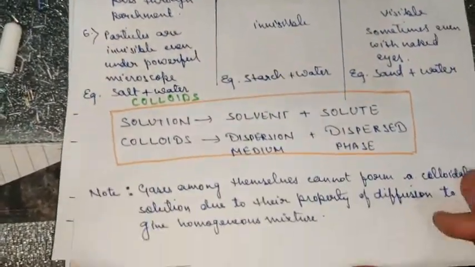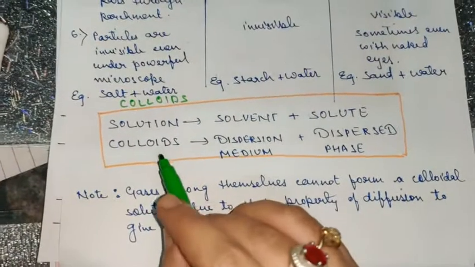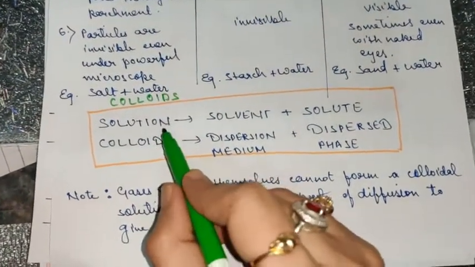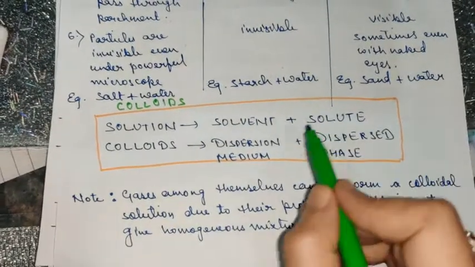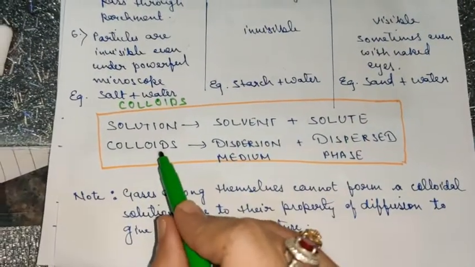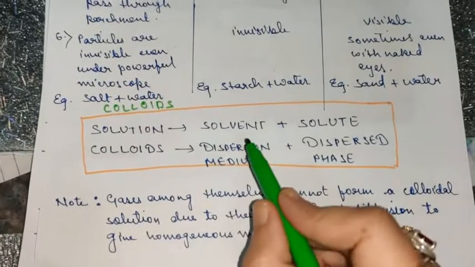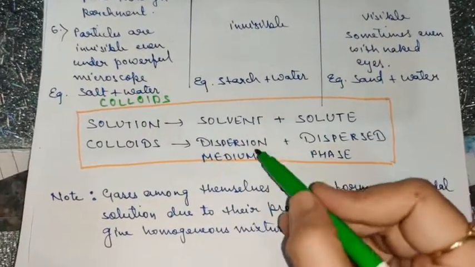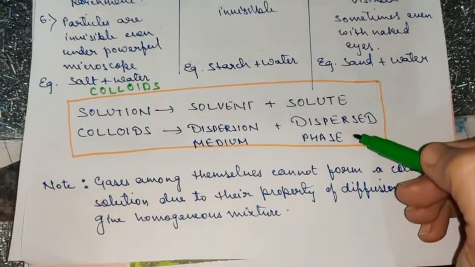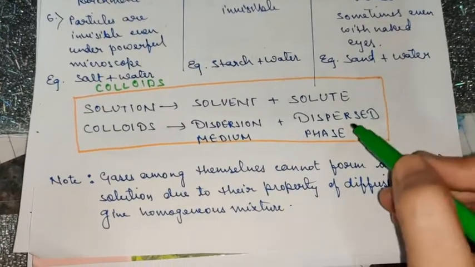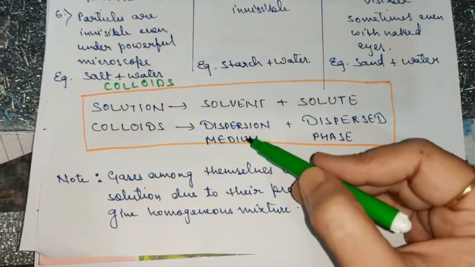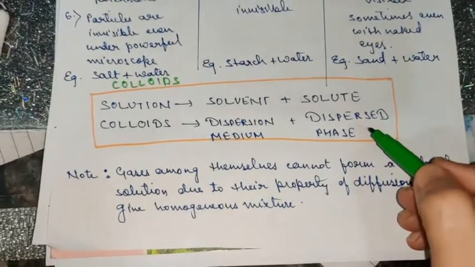So in case of colloids, children, you'll observe that if you prepare a normal solution, what do you say? You say that solute is dissolved in solvent, right? In case of colloidal solution, what happens? The terminology changes. Solvent is known as dispersion medium and solute is known as dispersed phase. Okay, please do remember this terminology. Solvent corresponds to dispersion medium and solute corresponds to dispersed phase.